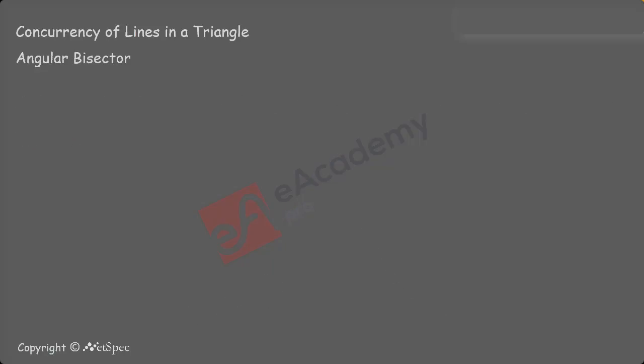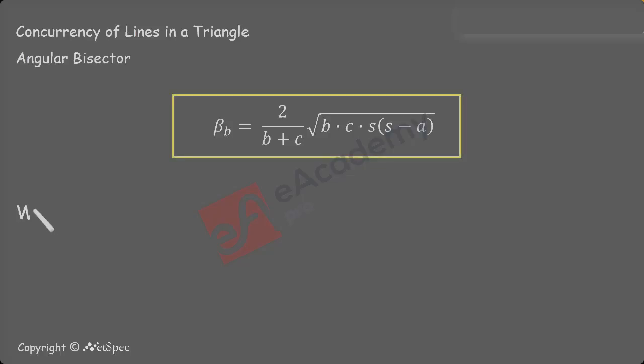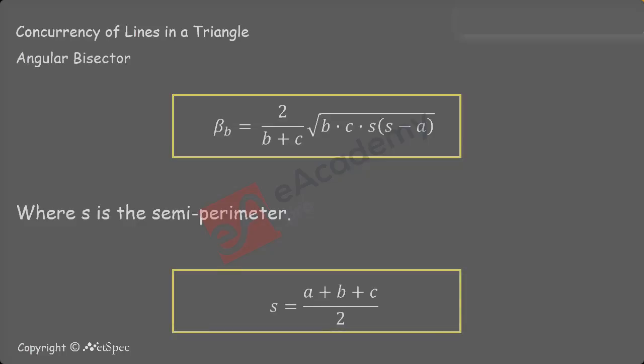It is possible to measure the angular bisector in terms of the sides of the triangle. In general, the bisector of angle A is denoted by beta A. Beta A is equal to 2 by (B plus C) into the square root of B C S into (S minus A), where S is the semi-perimeter. The value for S, the semi-perimeter, is (A plus B plus C) by 2.